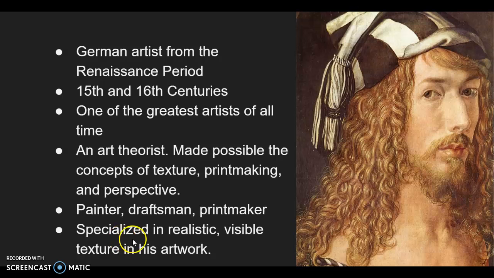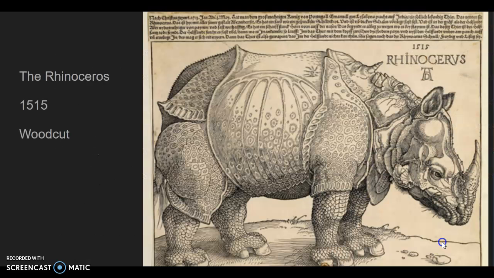And he really specialized in realistic visible texture in his artwork, as you can see from that example before, right? It was all about using mark making, using the pen or using the way he was cutting into the board to make visible texture, and that's what made a piece look interesting. Go ahead and write that down, but I'm going to keep going.